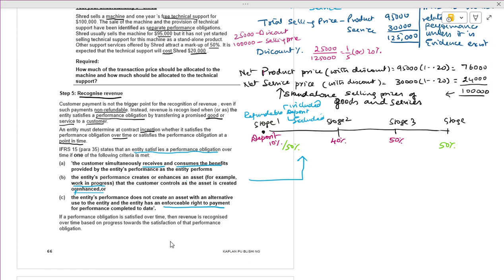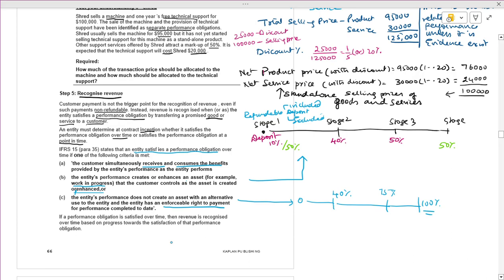Fine. It is going to be a specialized one, and the entity has an enforceable right to payment. It means that whatever percentage you are completing, that percentage you have to be paid. See what happens: if you have completed 0, nothing; if you have completed 40%, they are obliged to pay 40%. If you have completed 75%, they are obliged to pay 75%. If you have completed 100%, they have to pay in full.